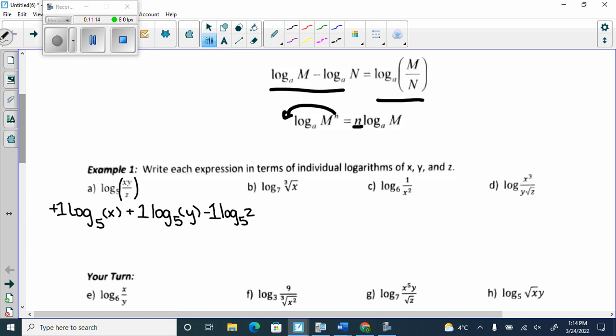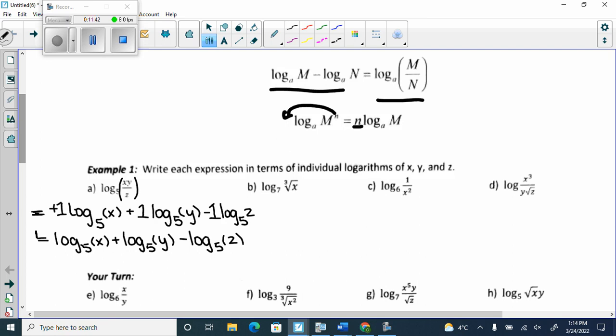So really, that isn't incorrect, what we just wrote. This actually is equivalent to this. That's why I put an equal sign, because these are expressions, not equations. So this equals this. It's not wrong, but they're not going to write it that way. They won't write the plus 1 in front of the very first term. They'll just go log base 5 of x plus log base 5 of y minus log base 5 of z. That's it.